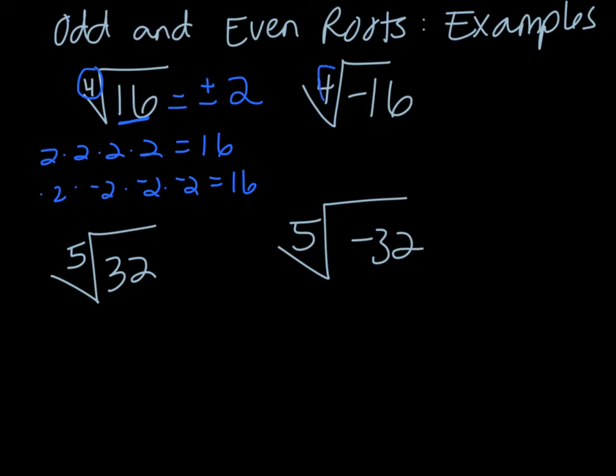If I take the fourth root, which is even, of negative 16, this is imaginary. This is not possible because no number times itself 4 times will give me negative 16.